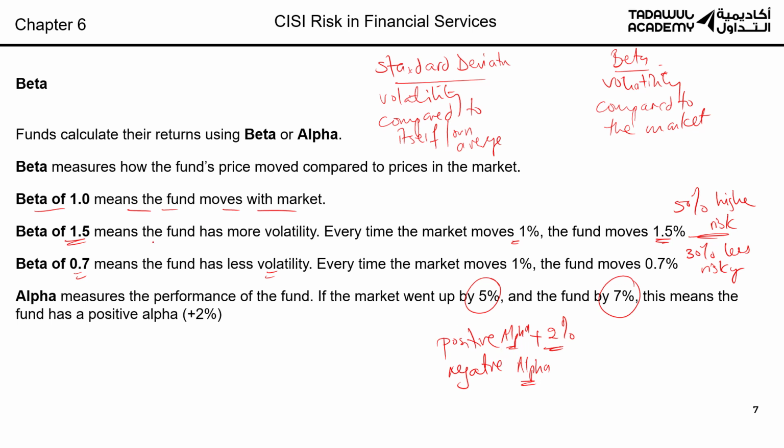A beta can be positive and negative. So if beta is +1, it means when the market goes up 1%, you go up 1%. A beta of -1, it means you move opposite to the market. If the market goes up 1%, you go down 1%.